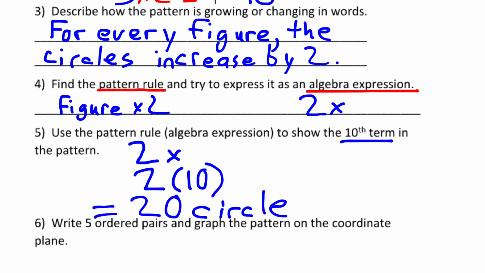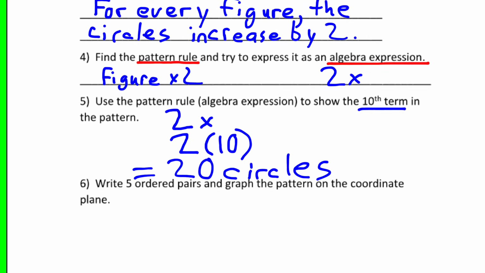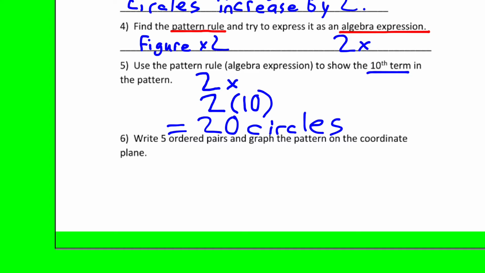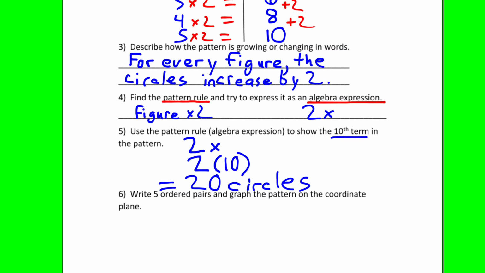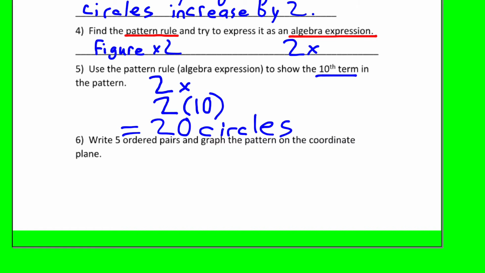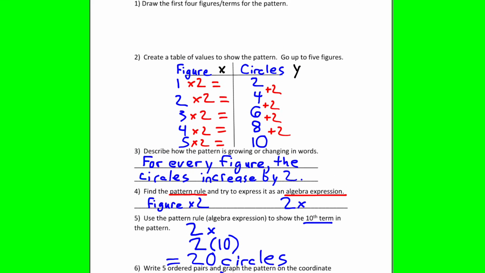So it's a different written language to learn. The written language of algebra doesn't use multiplication symbols, it uses parentheses to represent multiplication. Now the next thing we're going to do, number 6, is write 5 ordered pairs and graph the pattern. Well, an ordered pair is an x and y value that represents a point on a graph. We can get those x and y values from this table.